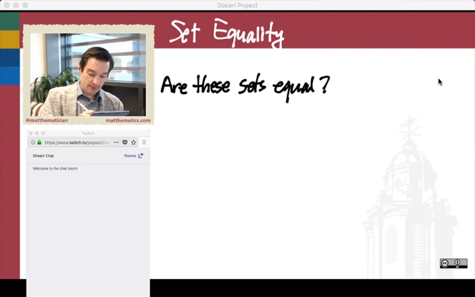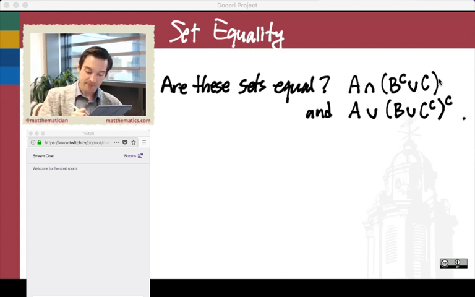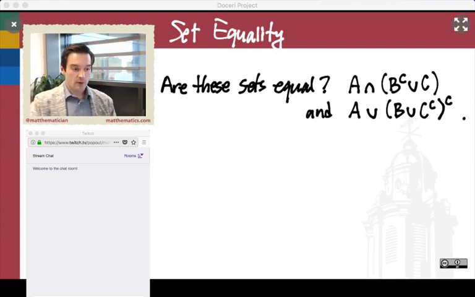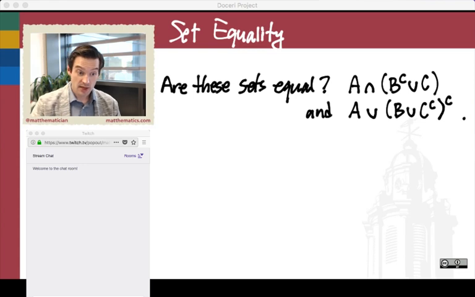So here's an example. How about A intersected with B complement union C, and A unioned with B union C complement, quantity complement. So what am I doing here? I'm giving two examples of set arithmetic, and I'm asking, when I form these two expressions using set arithmetic, am I guaranteed to get the same set when I do these two things or not?